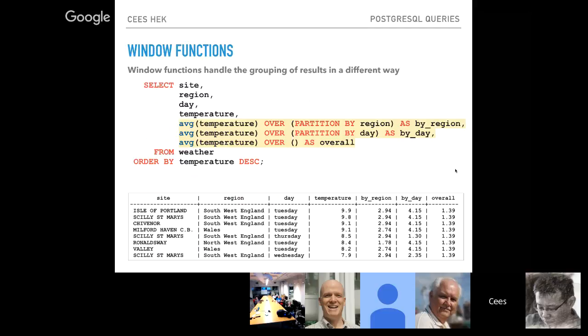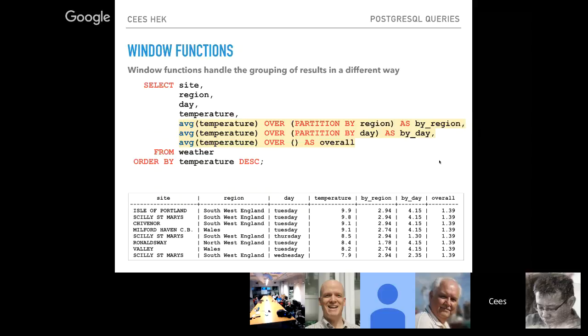Okay, so what we're doing here is we're retrieving the site, which is where the temperature is actually being measured, the region it's in, the day, and the temperature. And now we want to get the average temperature by region. So we use this over and partition by region. So this is going to get the average temperature for all rows in our result set where the regions are the same. And we're going to label that as by region.